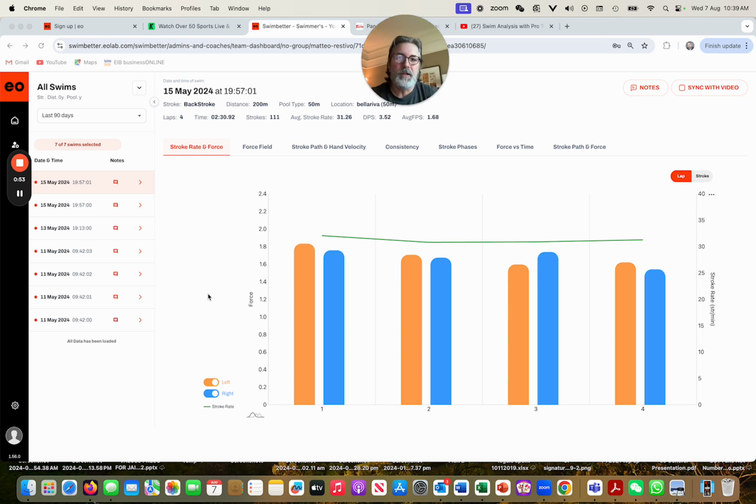If you're not a backstroker, if you're not a coach that works with athletes who are backstroking, if you're a triathlete, then you might not be interested in this at all. So no harm, no foul. But this is for those that are interested in backstroke.